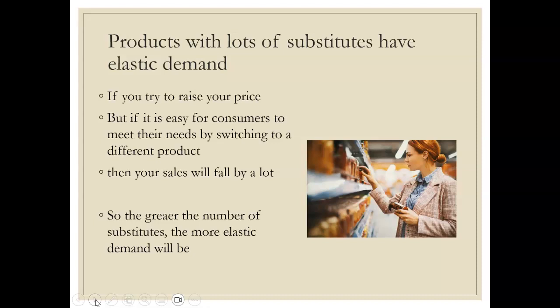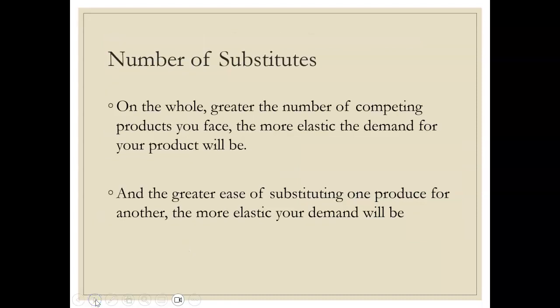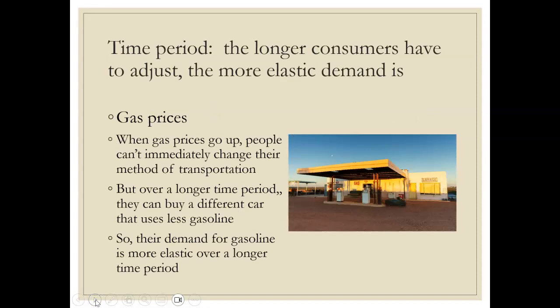For example, products with lots of substitutes will have more elastic demand. If you try to raise your price, but it's easy for consumers to meet their needs by switching to a different product, then your sales will fall by a lot. So the greater the number of substitutes, the more elastic demand will be. In general, the greater the number of competing products you face, the more elastic the demand for your product will be. And the greater the ease of substituting one product for another, the more elastic your demand will be. Okay, so easy substitution means more elastic demand.